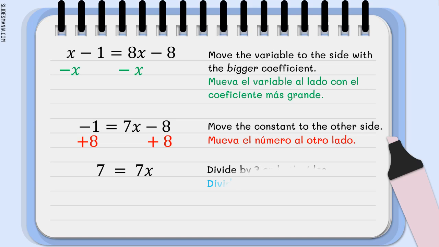Finally, divide both sides by 7. Divide por 7 de dos lados.